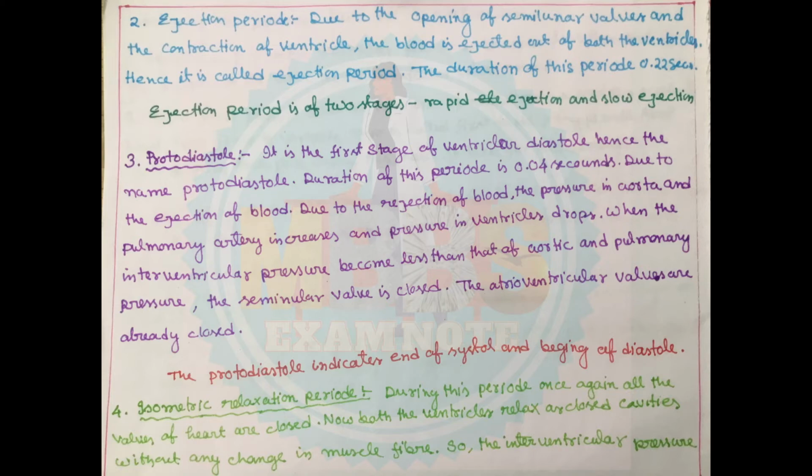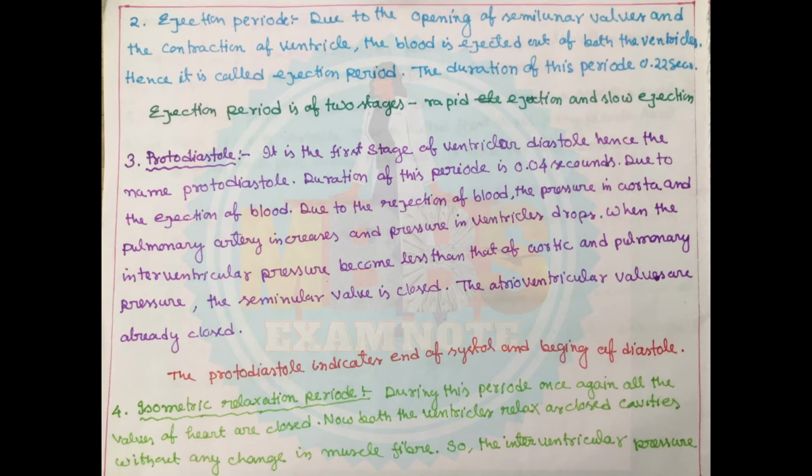The duration of this period is 0.22 seconds. The ejection period has two stages, rapid ejection period and slow ejection period. Next phase is the protodiastolic phase. It is the first stage of ventricular diastole, hence the name protodiastole. The duration of this period is 0.04 seconds.